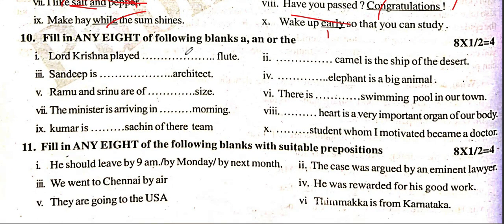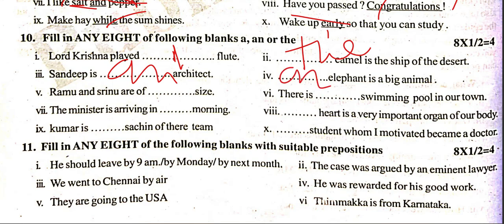Fill in the blanks with a, an, or the, the articles. The question we have, number 10, belongs to articles. Lord Krishna played the flute. Question number 2: the camel. The camel is the ship of the desert. Sandeep is an architect. The elephant is a big animal. An elephant is a big animal.